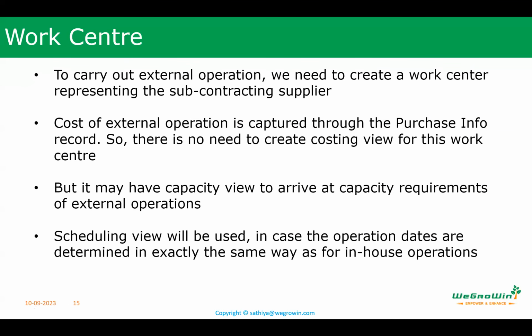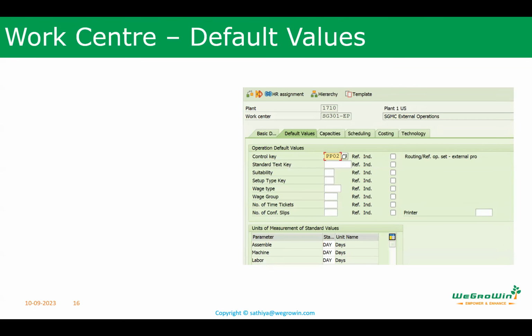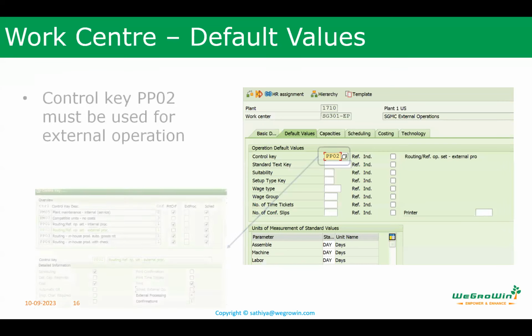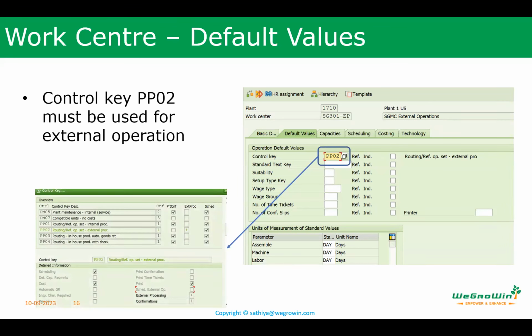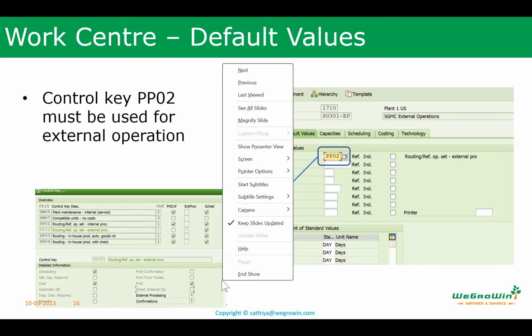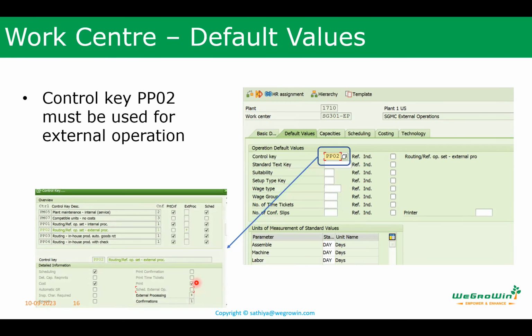I have to create a work center in the name of the supplier, for example, SG301EP. That is what I'm creating. And please note the control key. I have to use the control key which has the external operation. See, external processing plus is showing. So I have to use that control key.